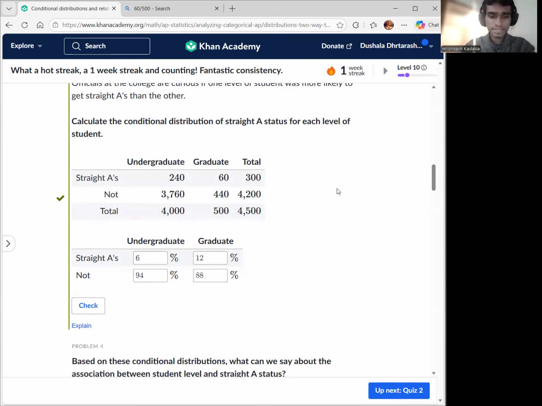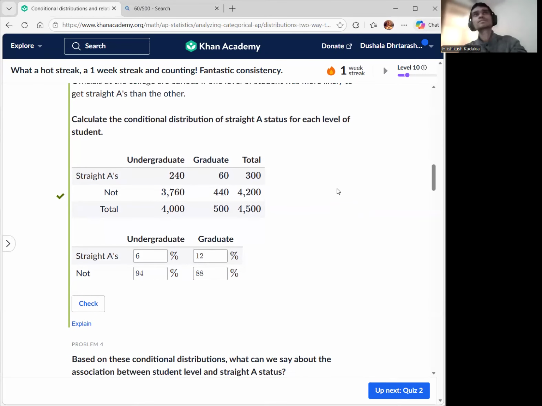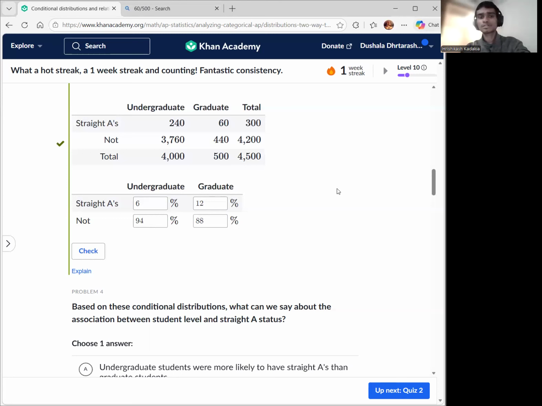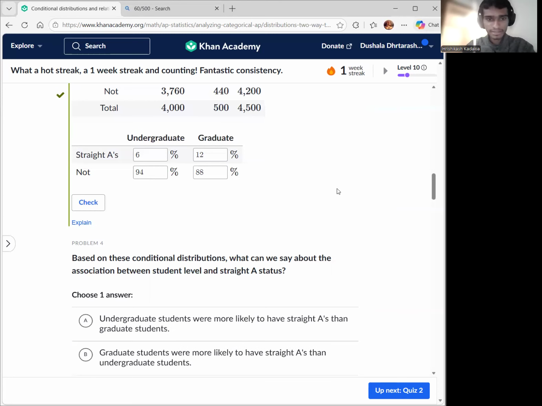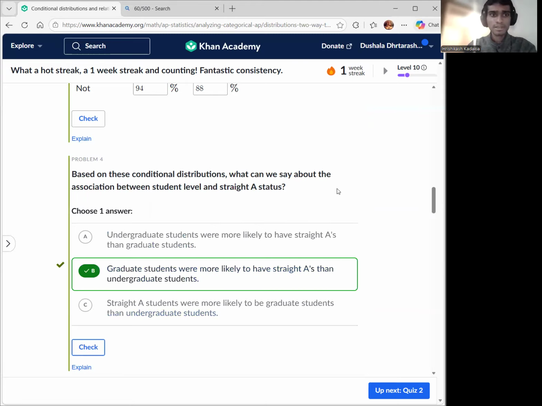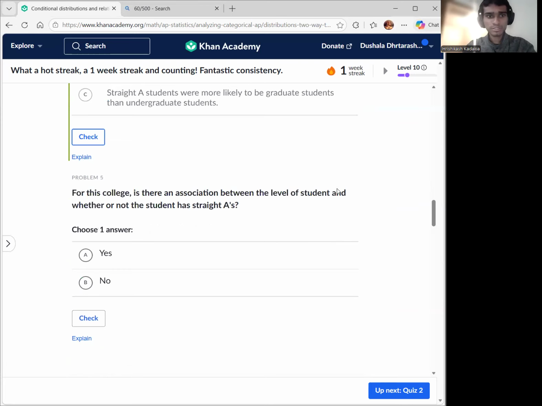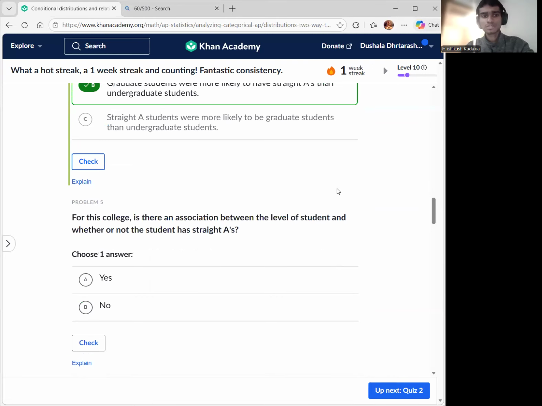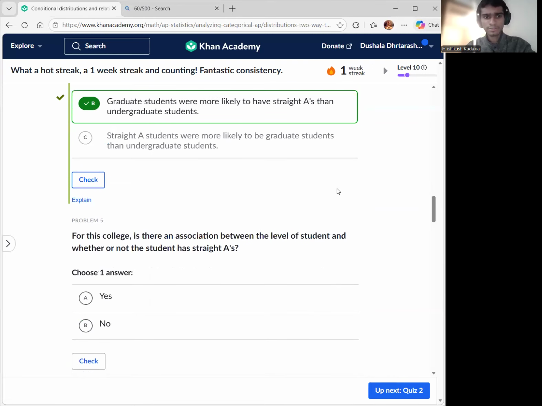So let's think about this a little bit. 6 and 12. 12 is greater than 6, so graduate students are more likely to get A's. It means graduate students are more likely to get straight A's and undergraduate students are more likely to not get A's. So there is an association between the level of student and whether or not the students are straight A's.